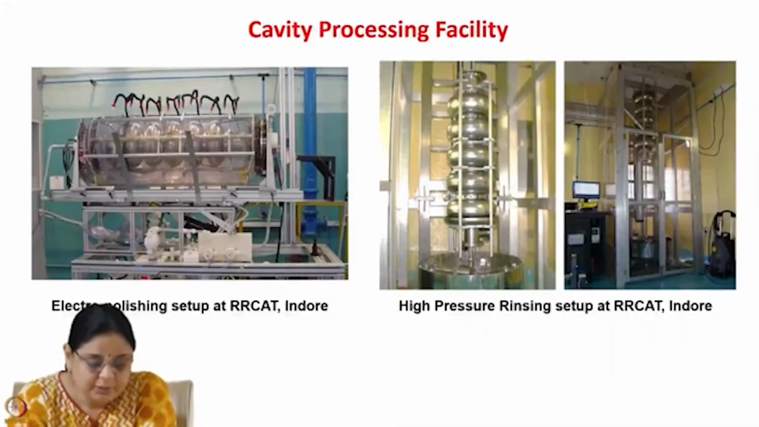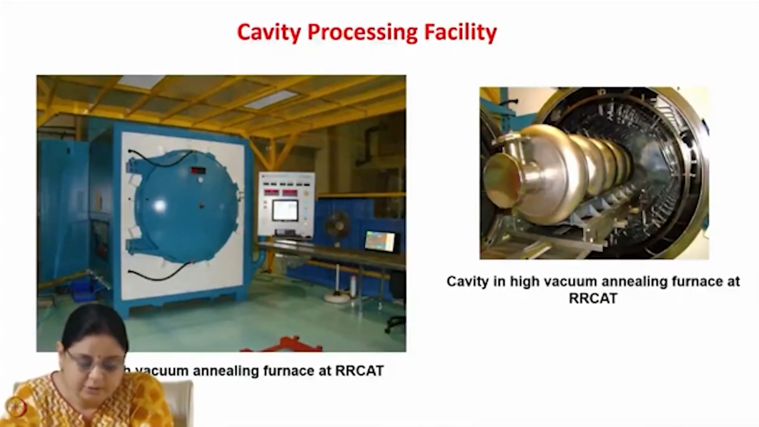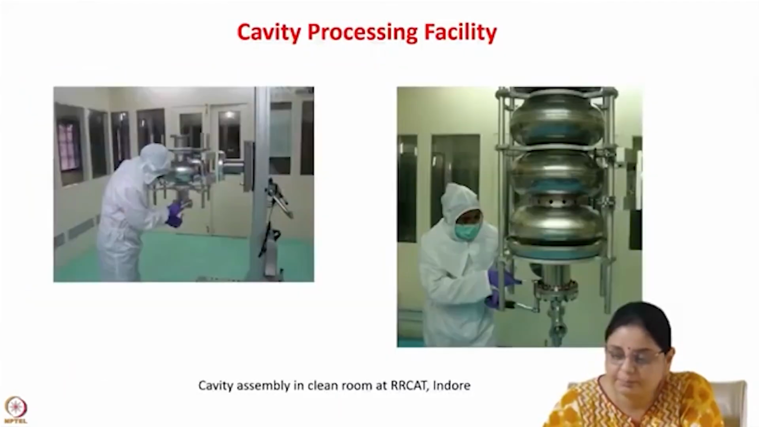So we have the electropolishing setup at RRCAT. You can see an elliptical cavity here being electropolished, and high pressure water rinsing to remove all the impurities. This is done inside a clean room. You can see here again the cavity being rinsed with high pressure using ultra pure water. Then there is a vacuum annealing furnace, where the cavity is baked to get rid of any impurities that may be trapped.